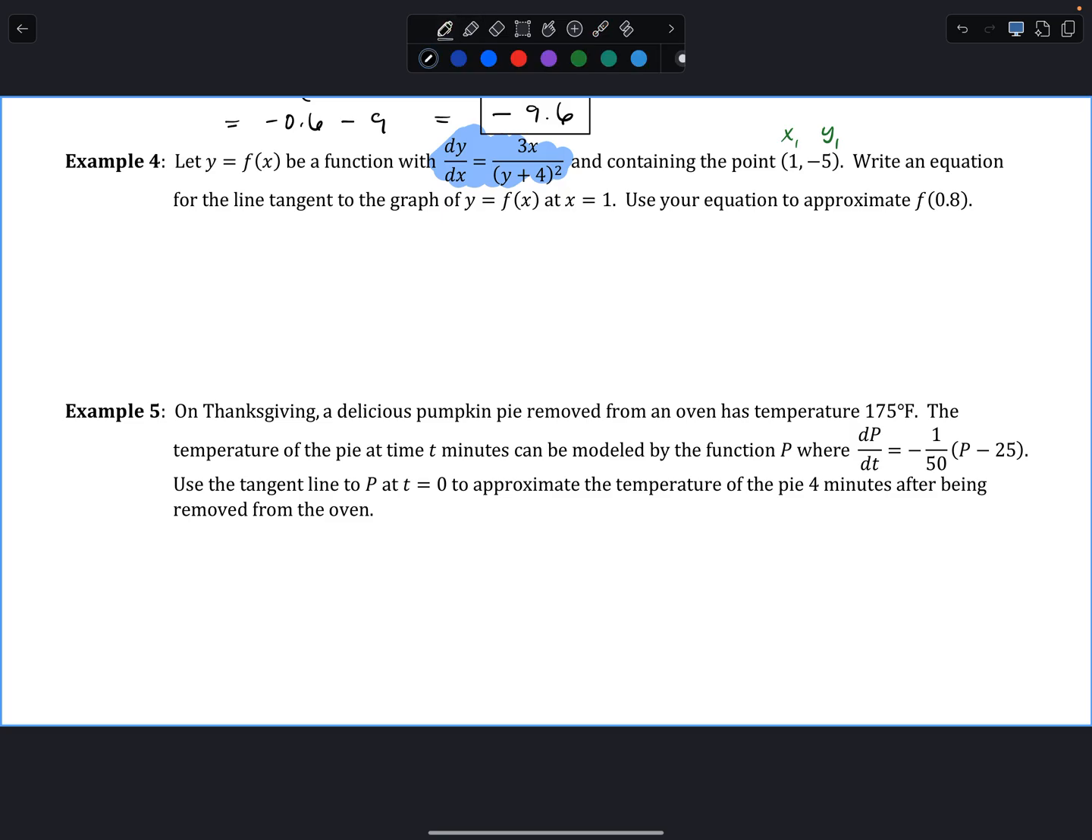So m is going to be the derivative at the point 1 comma negative 5. So I'm going to plug in 1 for x, so 3 times 1, divided by negative 5 plus 4 squared. That's 3 over negative 1 squared. So it's just 3.